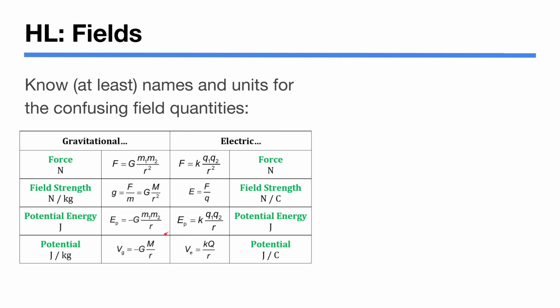Again, this is like bare minimum data booklet stuff, but when they say gravitational potential, make sure you know that you're looking at this and not at this. Yeah, the units help a lot with this, and you can kind of see a pattern here too, because we got newtons and newtons per kilogram. We got joules and joules per kilogram.